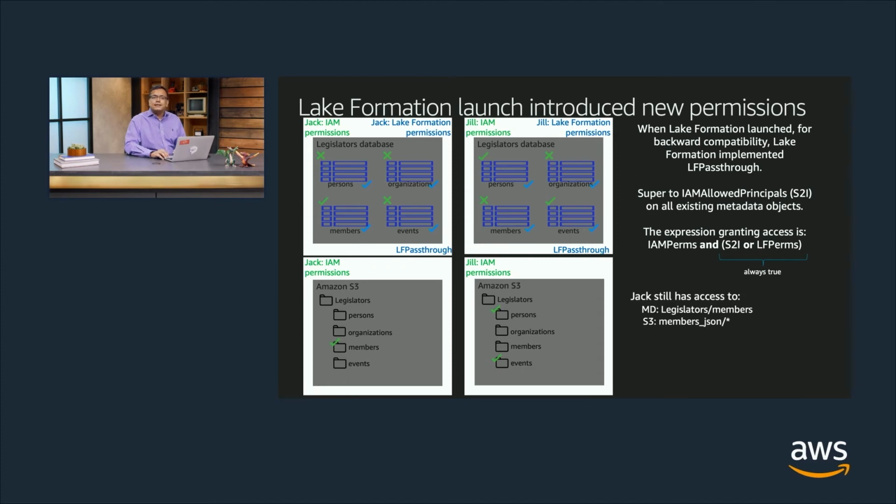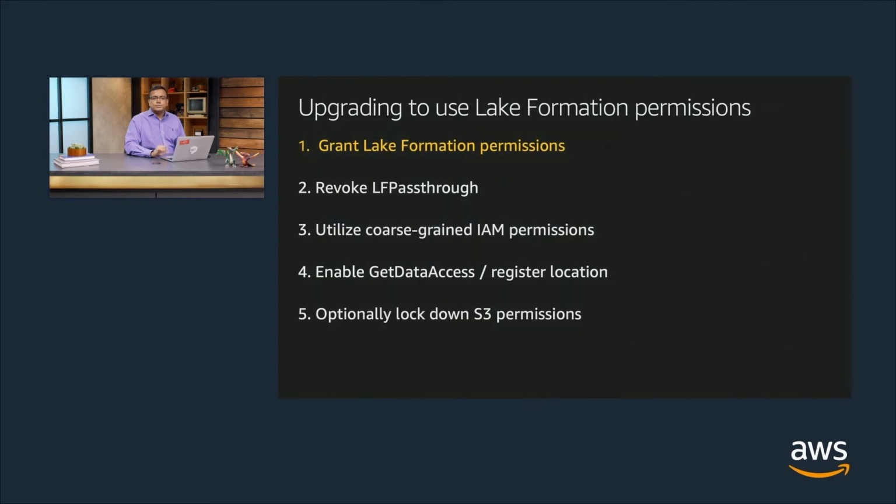So Jack still has access to the metadata, legislators members table, and the underlying S3 locations, and Jill still has access to the persons and events tables and the underlying S3 location. Now, we'll walk through how to actually upgrade to using Lake Formation permissions. And we spoke about how this consisted of five parts. First, you grant individual Lake Formation permissions. Second, you revoke the Lake Formation pass-through. Third, you utilize coarse-grained IAM permissions. Fourth, enable get data access and register the location. And finally, if you choose, optionally lock down access to the S3 locations.